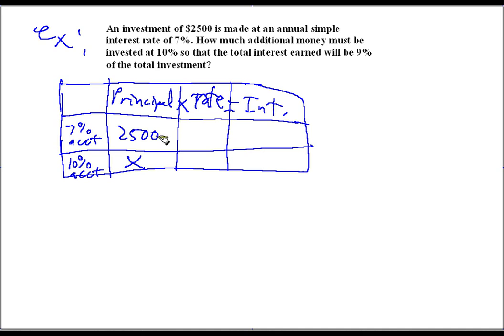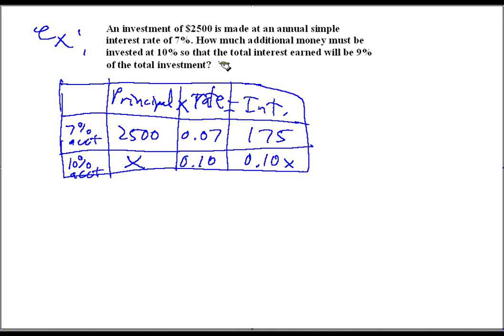So the rate will be what? 0.07 for 7%, excuse me, and then 0.10 for the 10%. So let's calculate the interest from the 7%. That's just standard: 2,500 times 0.07, which is 175. So I get $175 from the 7% account. The 10% account is going to be 0.10x.